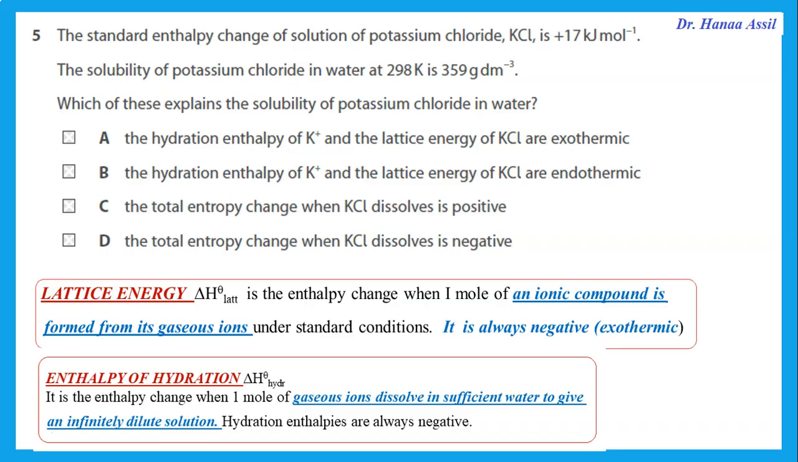Option C says the total entropy change when KCl dissolves is positive. Yes, if the delta S total is positive, then the reaction is feasible. So that allows the potassium chloride to dissolve. Of course, if the total entropy change when the KCl dissolves is negative, that's wrong. That would not make it soluble, actually. So my correct choice is C.